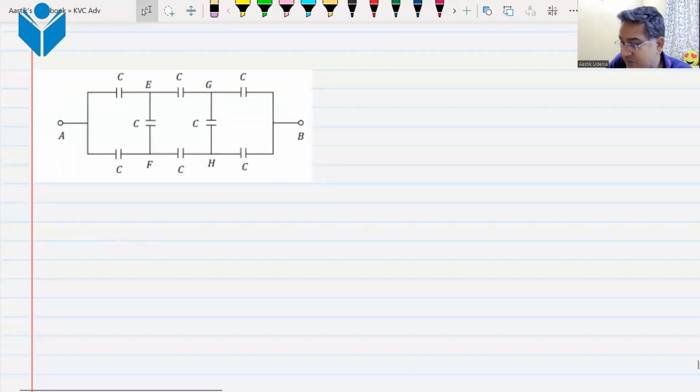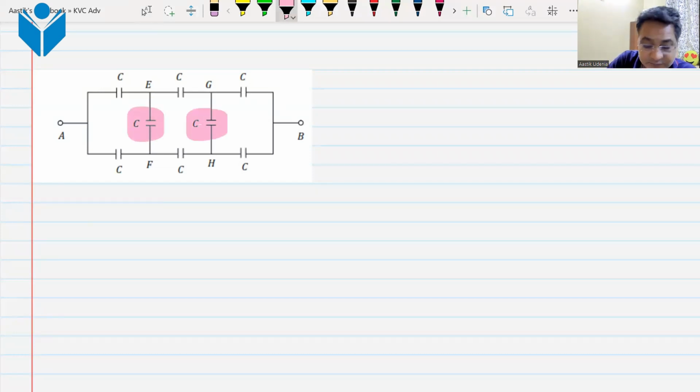This one, the more the number of questions you solve, the better you are going to be. You have to get me the value of capacitance between A and B. The answer is 2C/3. Nothing will come in this. Yes or no? Yes, sir. Everyone understands this? Boys and girls, everyone understands this?